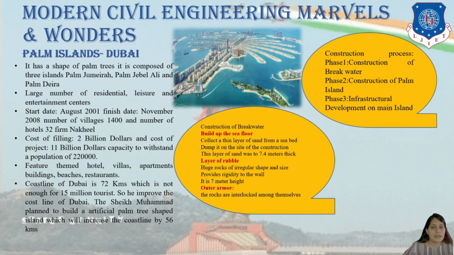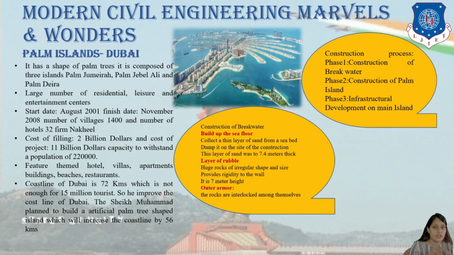This was basically constructed in three phases. The first is the construction of the breakwaters. Now you might wonder what breakwaters are. Basically you can see the shape of the palm, right? The leaves of the palm tree you can see in the figure I have shown. A breakwater has been constructed there so that water does not come into the area where Palm Island is built, because there are villas, restaurants and houses, everything constructed on those palm tree leaves.